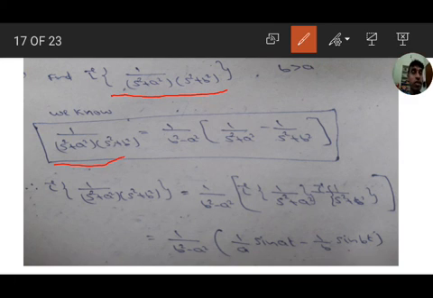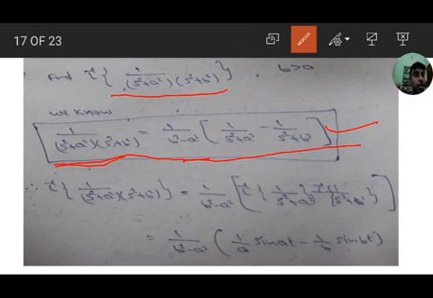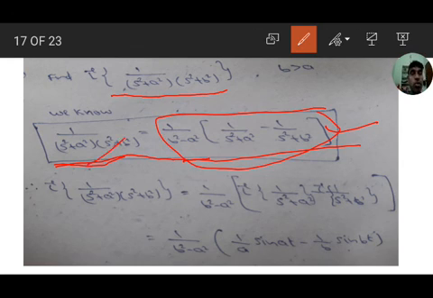We know that 1 by (s square plus a square) into (s square plus b square) equal to 1 by (b square minus a square) into [1 by (s square plus a square) minus 1 by (s square plus b square)]. If you simplify this one, we get this only. 1 by (s square plus a square) into (s square plus b square) can be written as 1 by (b square minus a square) into [1 by (s square plus a square) minus 1 by (s square plus b square)]. So by this formula we know that this can be replaced by this one.